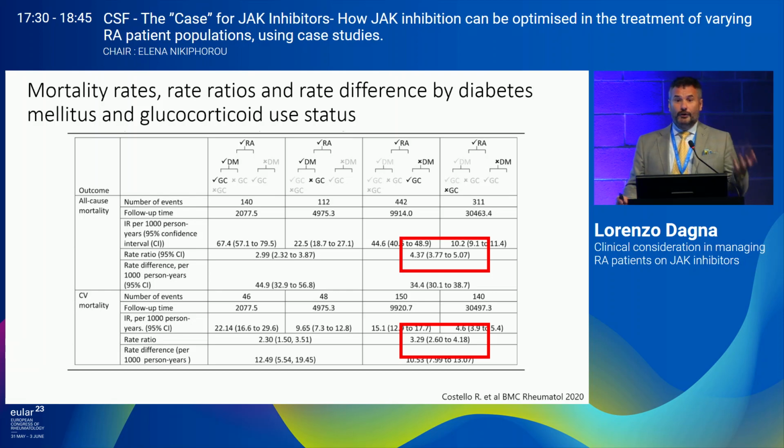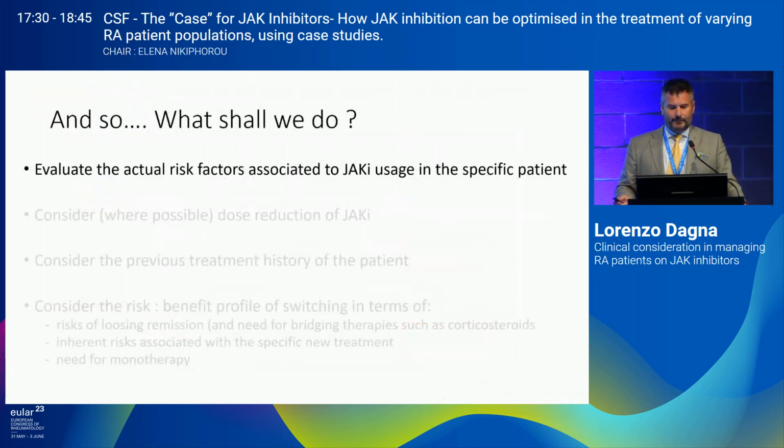Patients die 4 times more if they are exposed to corticosteroids, and 3.29 times more if they are exposed to corticosteroids and they are diabetic. So this is something that you should keep in mind. If we need to add corticosteroids, we are dramatically increasing the risk for our patient.